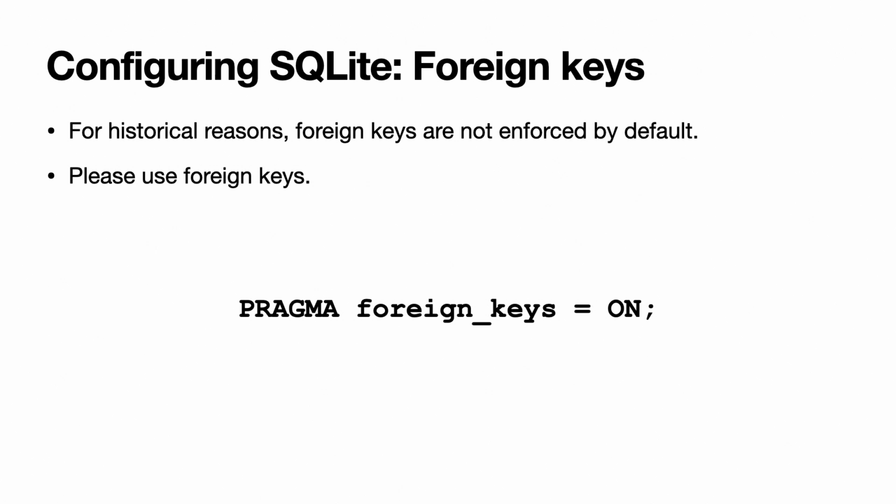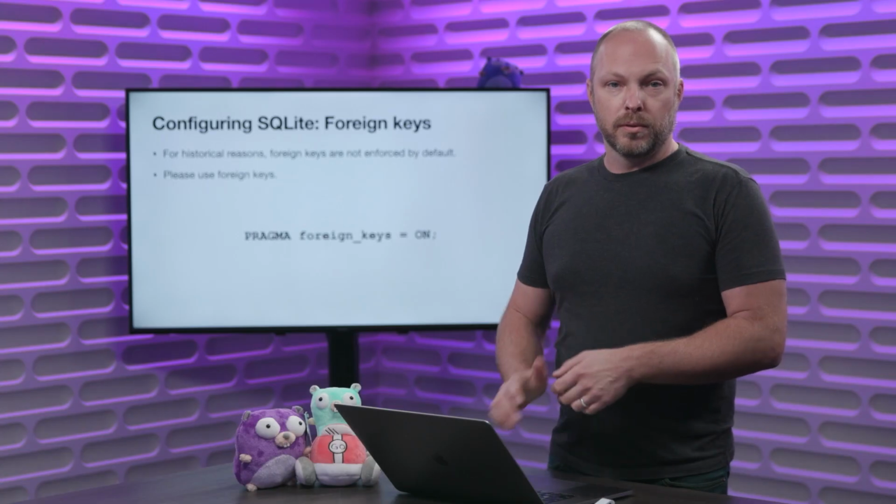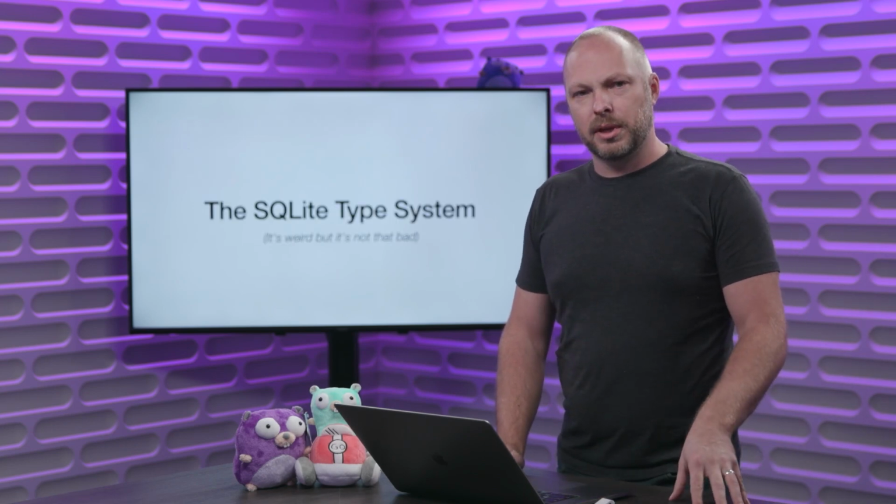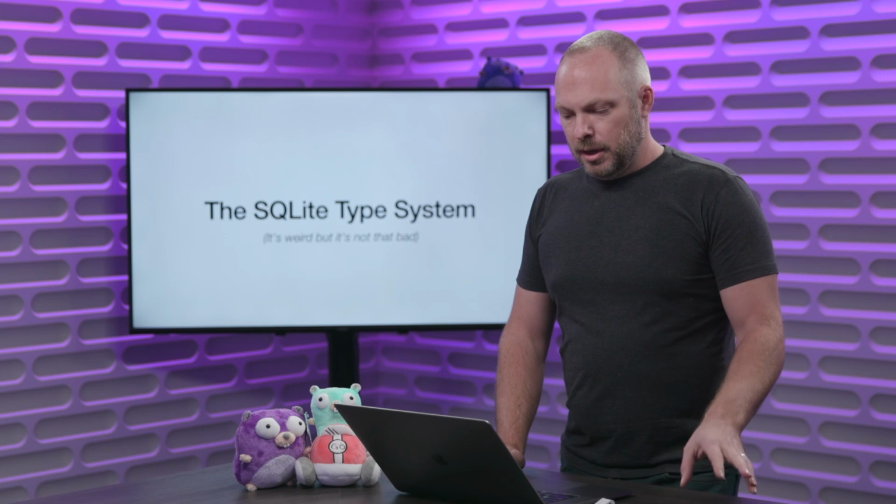SQLite started off on very resource-constrained systems, so you didn't want to necessarily use all that processing power for foreign key constraint checking. So what we can do here is we just set pragma foreign keys equals on, and it'll enable enforcement for your foreign keys. So those are the main settings you want to set with SQLite, I find.